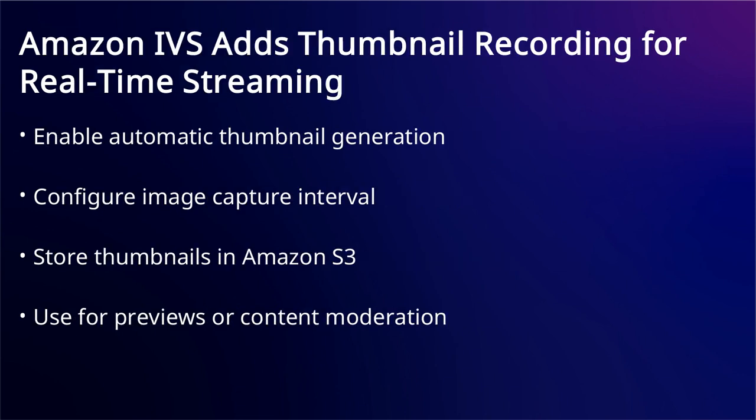Content creators need efficient ways to manage and moderate live video streams. Amazon IVS now offers thumbnail recording for real-time streaming to address this challenge. You can enable automatic thumbnail generation at specified intervals, with images stored in Amazon S3. This feature allows you to create preview images for content discovery and implement content moderation workflows.